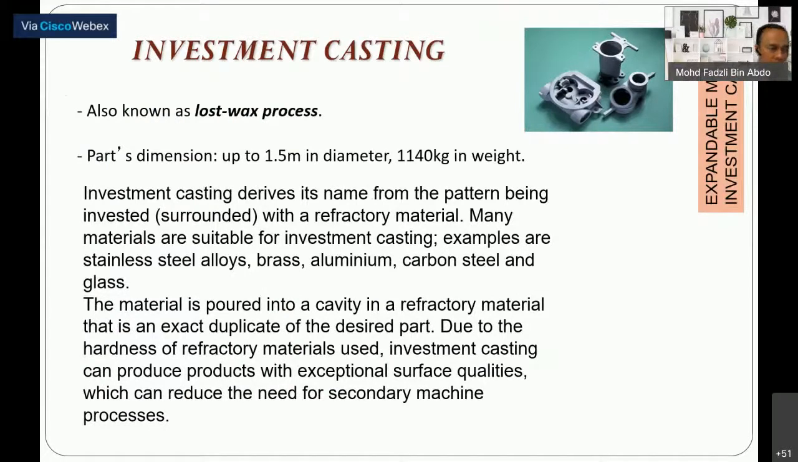Okay, so kita pergi kepada investment casting ataupun kita panggil lost wax process. Part dimension dia adalah up to 1.5 meter in diameter and 1140 kg in weight. Investment casting derive its name from the pattern being invested. Dia dapat daripada pattern. Tadi saya cakap, pattern boleh daripada kayu ke, daripada besi. So that pattern adalah untuk kita buat mold tadi, the cavity of the mold. Okay. Many materials are suitable for investment casting. Example, stainless steel, brass, aluminium, carbon, and glass. Okay.